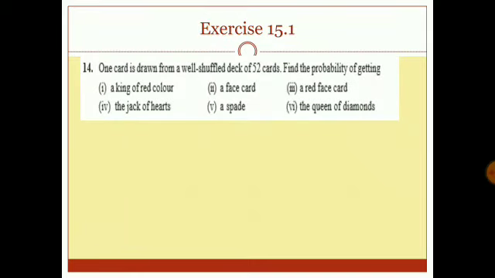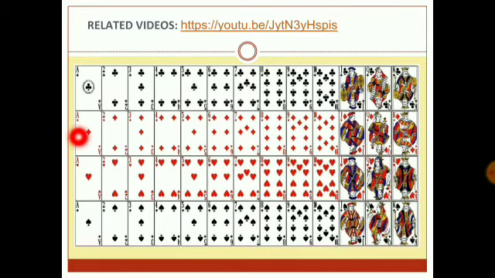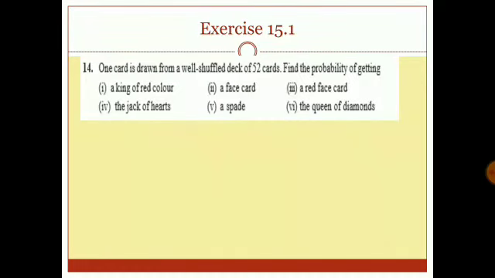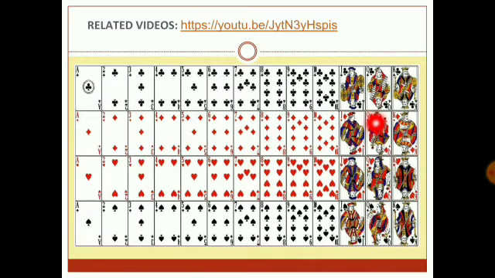A spade card. So out of these 52 cards, I have just these 13 spade cards. So the probability of getting a spade card will be 13 by 52, which is equal to 1 by 4. A queen of diamonds. There is only one queen of diamonds out of these 52 cards. So the probability of getting a queen of diamonds is 1 out of 52.